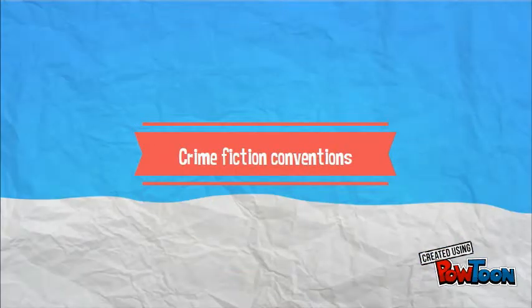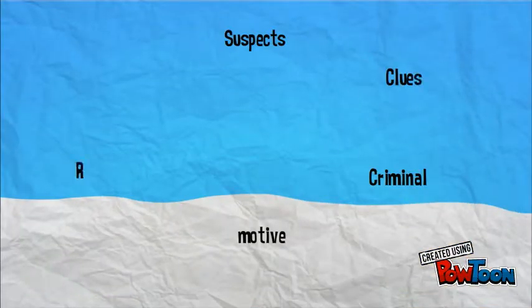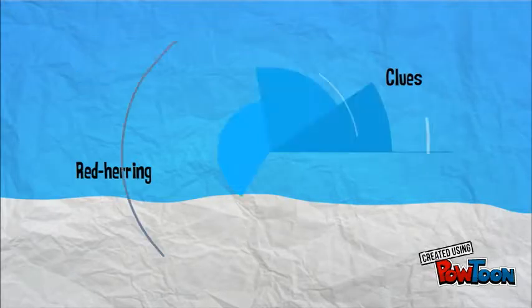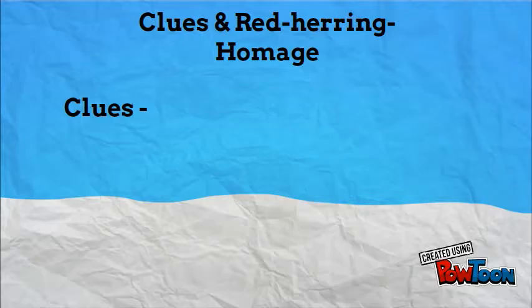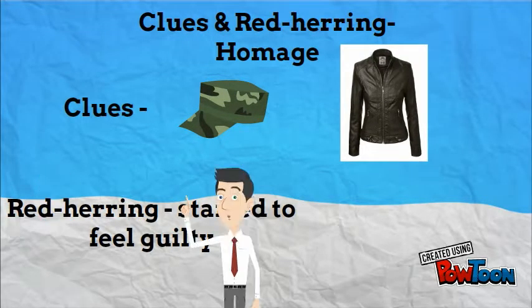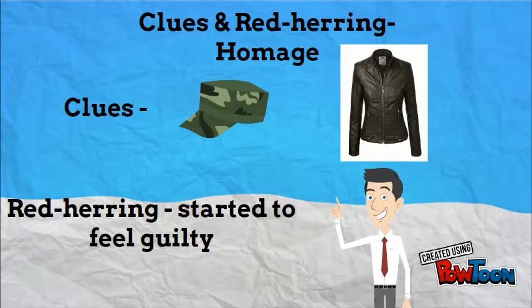Crime fiction conventions are the building blocks of a crime fiction novel. There are many crime fiction conventions, but the ones I'm focusing on are clues and red herring. Clues give little hints to who the murderer is. In Homage, the clues were a cap and leather jacket, but the murderer disposed of the clues so she wasn't caught.